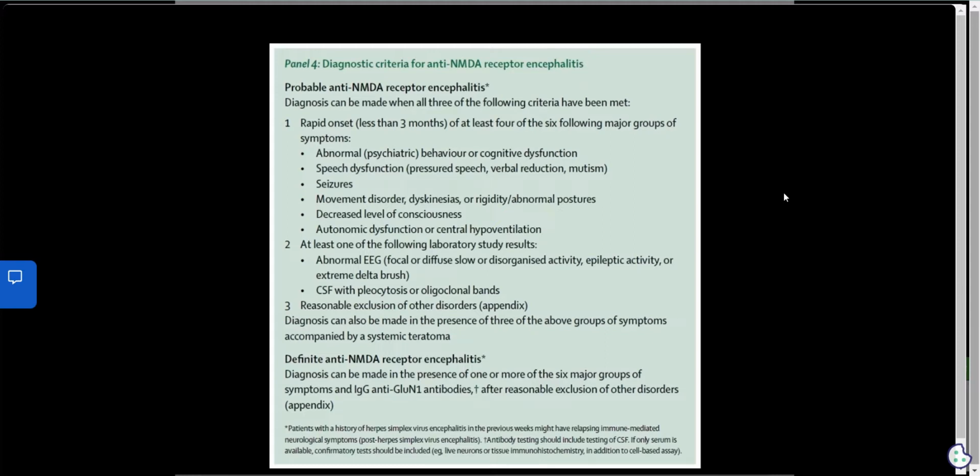She does not have seizures, a decreased level of consciousness, or autonomic dysfunction, with the last point there being that children and adolescents are much less likely to have autonomic dysfunction or central hyperventilation than adult patients. She also has at least one objective abnormal laboratory finding with the CSF pleocytosis.